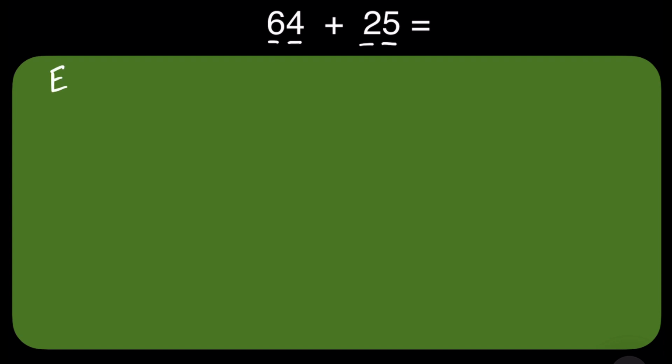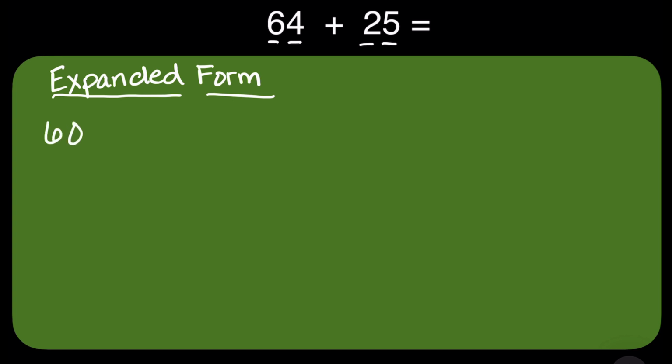So if you want to write on one side of your paper or whiteboard, expanded form, I want you to think back to what you've learned about expanded form. So we have the number 64 and the number 25. I need to break 64 into its tens and its ones. So write with me 60 plus 4. That's the expanded form for 64. And now let's go ahead and write the expanded form for 25.